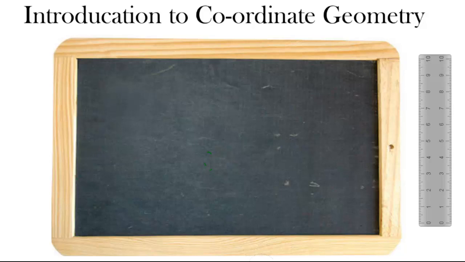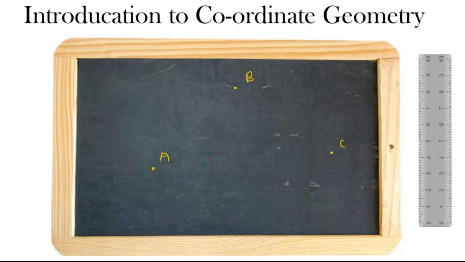Introduction to coordinate geometry. You can see a slate here and a ruler, a scale. Now imagine that you have drawn or considered 3 points here, somewhere here. The second point is here, the third point is somewhere here. Let us consider this point is A, this point is B, and this point is C. Now how to describe the position of point A, point B and point C on the slate?